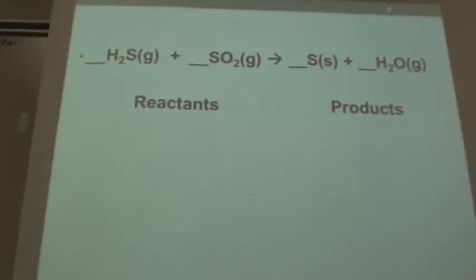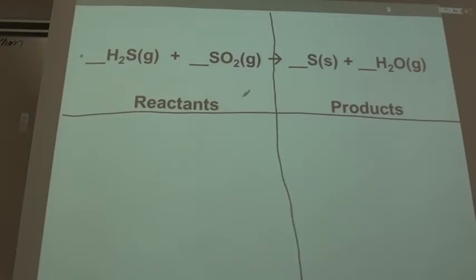Here we go. We'll do this one together. You have this in your notes. This is what I'm going to do. I'm going to divide this up, making a T-chart. And the T-chart has two sides. Pretend that's a straight line. The reactants and the products.